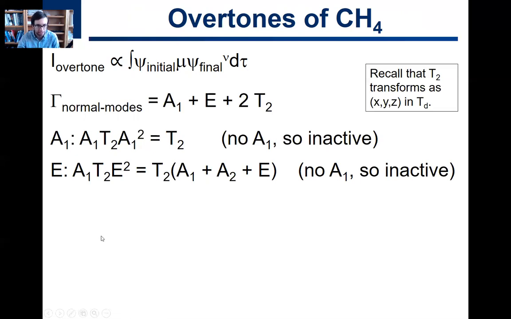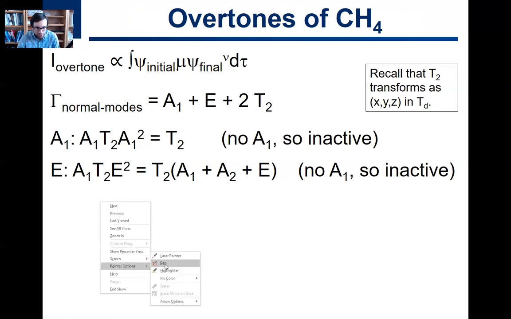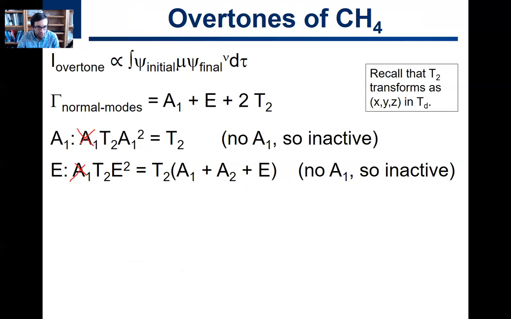Let's try the E overtone. So again, the initial state is A1. We're timesing it by 1. You could really drop this A1, if you wanted to, because we know A1 doesn't do anything. So this can go away in this formula, to simplify it a bit, just like we simplified it before when we were dealing with fundamentals. And so now you have T2. Again, you have T2 because that's what the transition moment operator mu is for IR spectroscopy. As we'll learn in a bit, it's different for Raman spectroscopy. And then you have E squared because you're evaluating the E overtone.